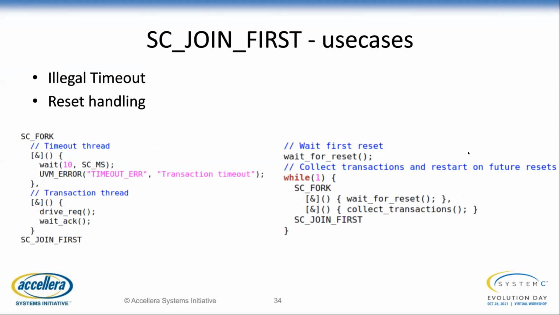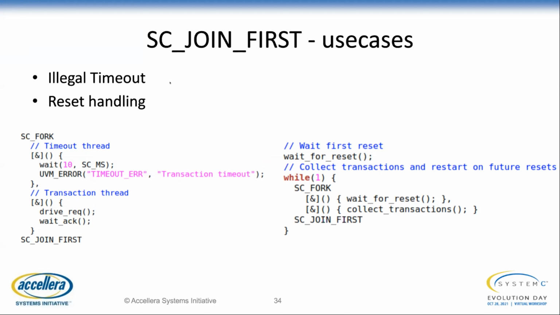Then for join first, you can use it for illegal timeouts. So as in the previous slide, you have two threads. One of them waits for a timeout, only that this time, if the main thread that does something interesting takes too much time, then that can be considered as an error, and you don't want to let it continue. So once the timeout has expired, you shout an error and you terminate that process. And either you stop the simulation or you continue doing something else.